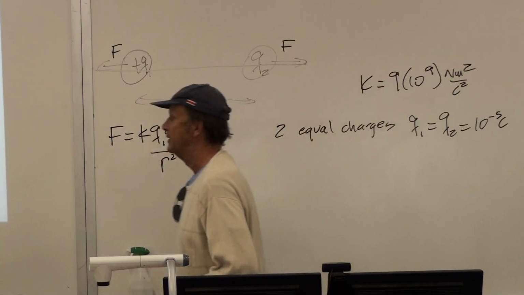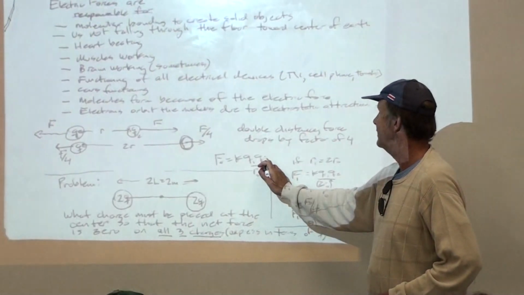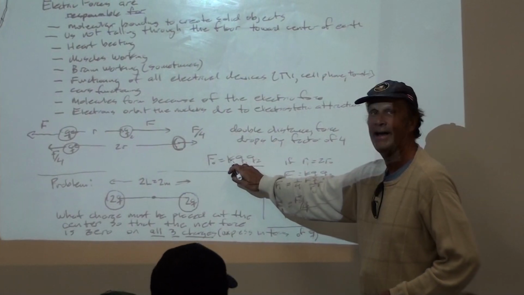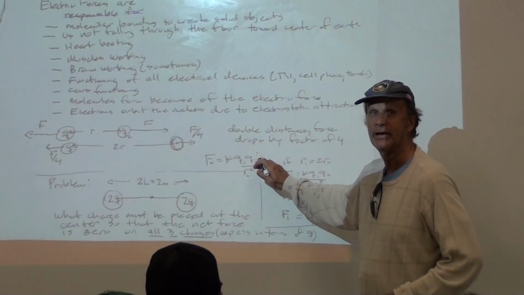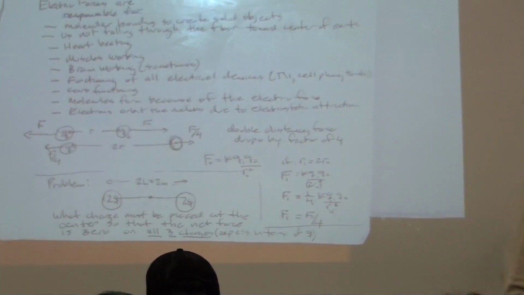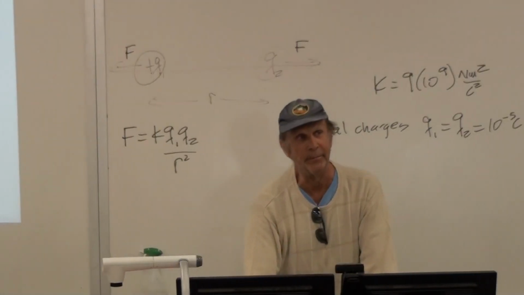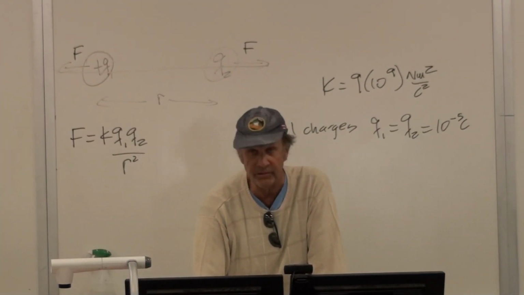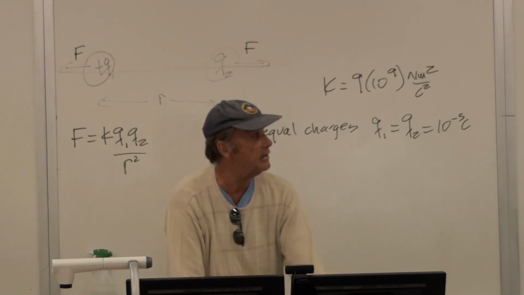I like that number just because when you plug in 10 to the minus 5 for Q1 and Q2, and then you have 10 to the 9 there, you get 10 to the minus 1. So you get reasonable numbers in terms of newtons. That's the only reason why I'm using that number a lot here. It's just to make the numbers come out a little easier so I don't have to use my calculator.